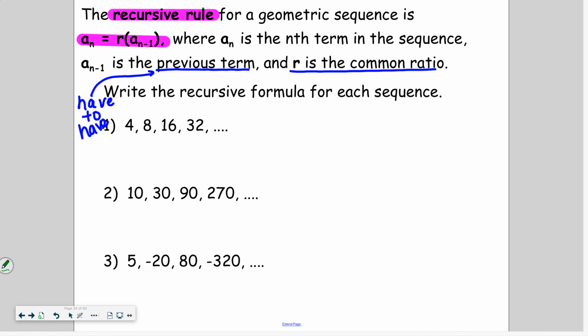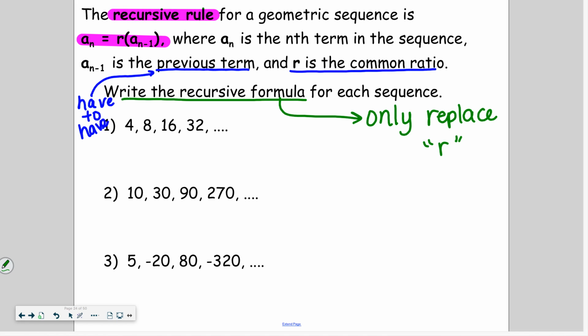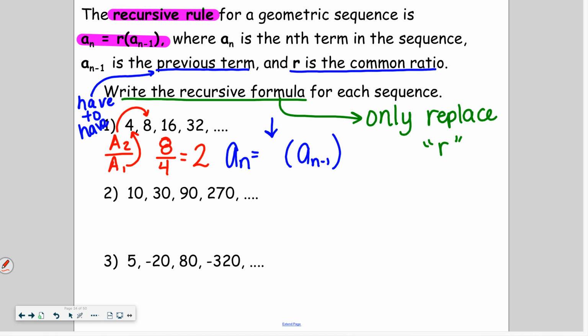So when we write the recursive rule or recursive formula, the only thing that you're going to do is replace R. That's it. So everything else stays the same. So you could actually go ahead and do a sub n is equal to, we don't know R, but we keep that a sub n minus 1 in parentheses. And then all we're going to change is the number that goes there. Now to find that number, we have to take a sub 2 and divide it by a sub 1. A sub 2 is 8, so we're going to do 8, and then a sub 1 is 4. 8 divided by 4 is 2, so that's what goes right here. And there you go. You've got your recursive rule for that sequence.